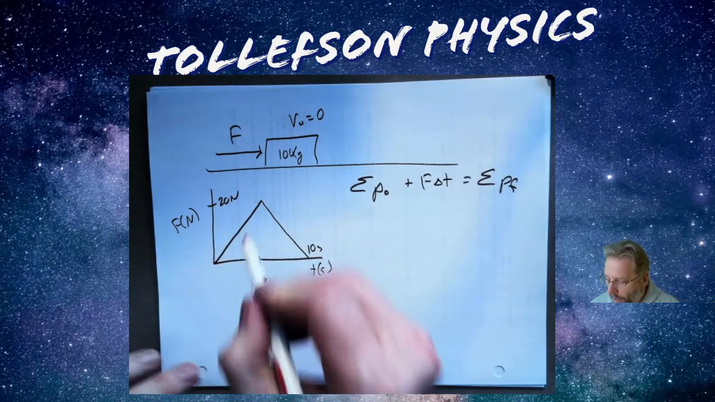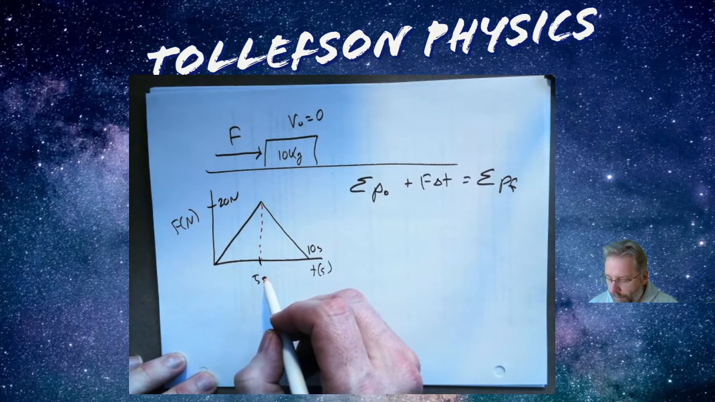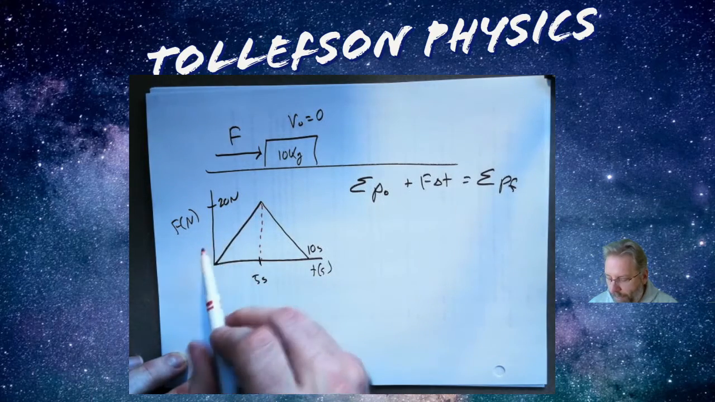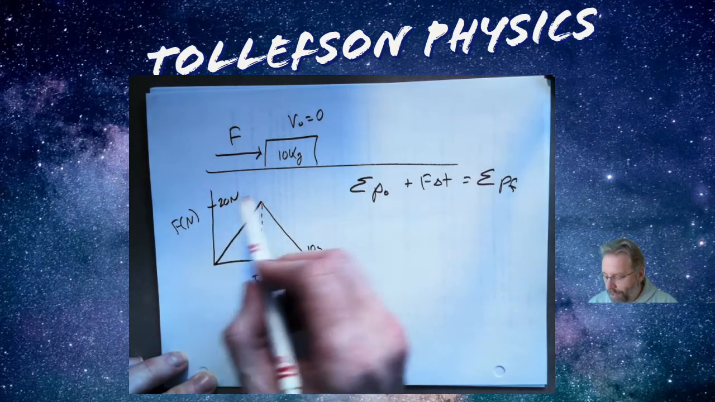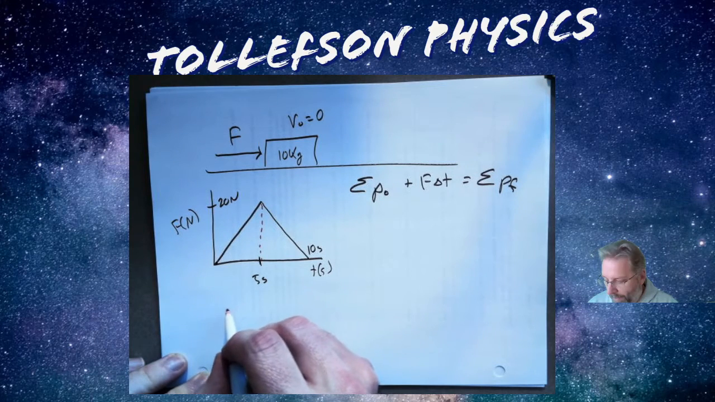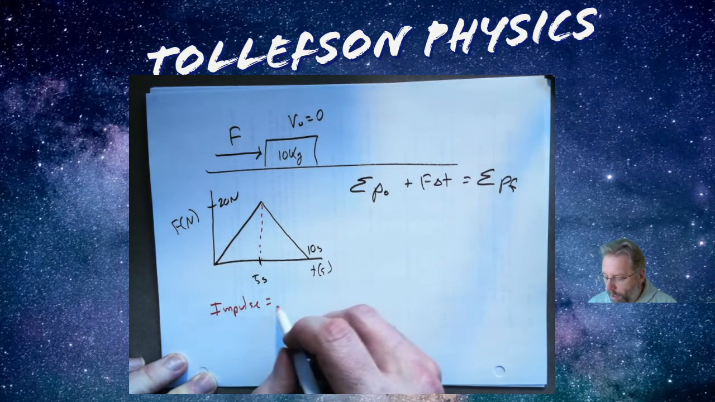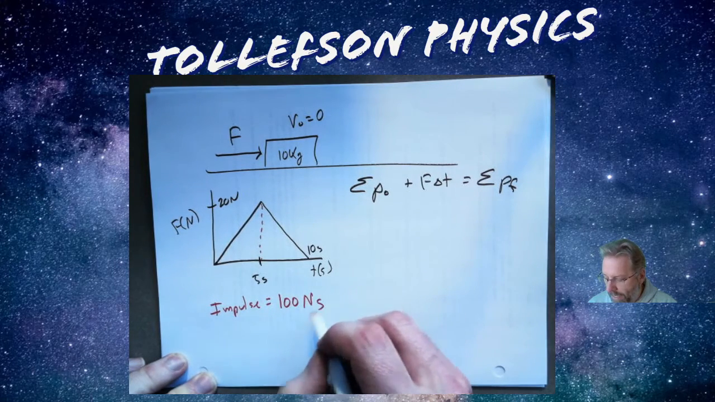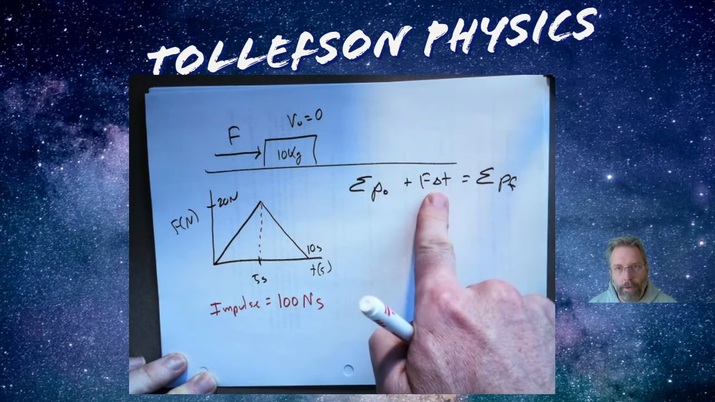So what did I do? I got 20 times 5. It's a triangle, so divided by 2, but it's two triangles of the same size, so this really does end up being 20 times 5. So the impulse is going to equal 100 newton seconds. That's what that number is.